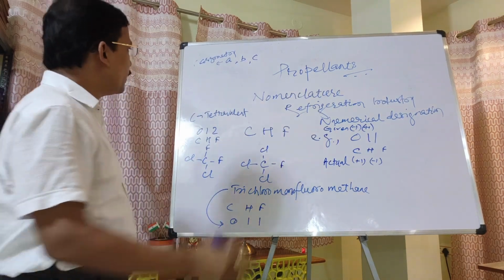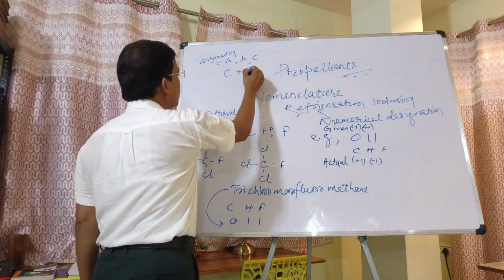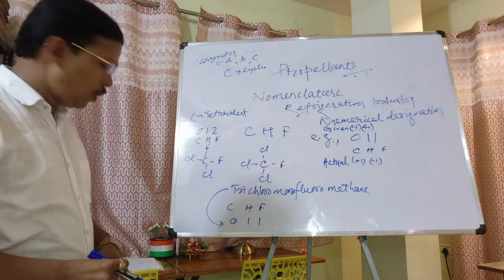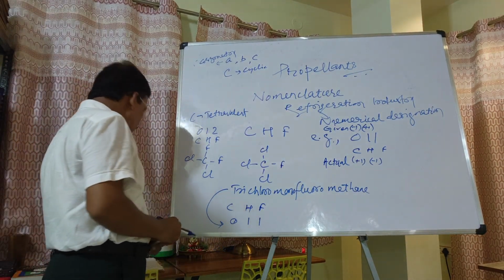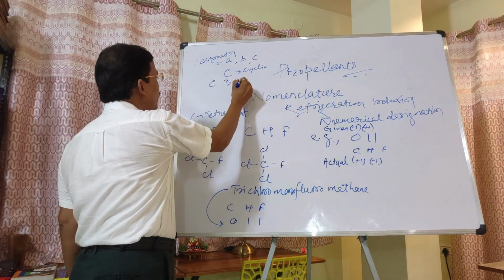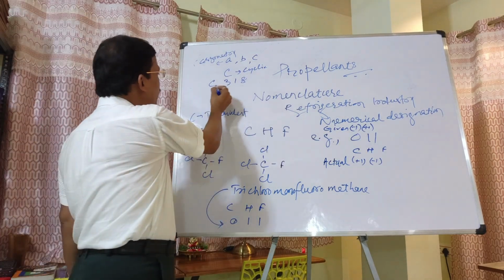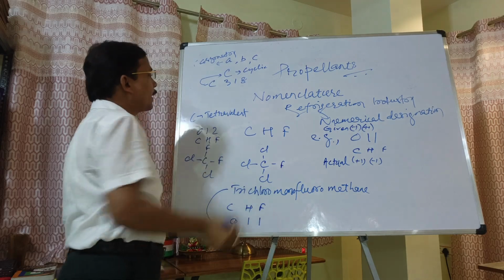And for a cyclic compound, we can write it with a capital C. So this capital C indicates it is a cyclic compound. So we can take one example of a cyclic substance. The cyclic compound we can take is C318. So if it is C318, this C denotes that it is cyclic.